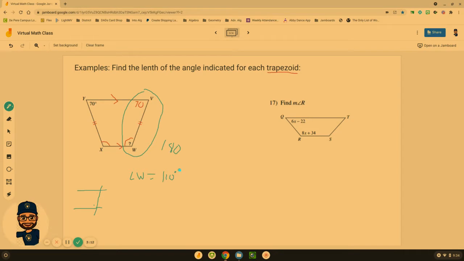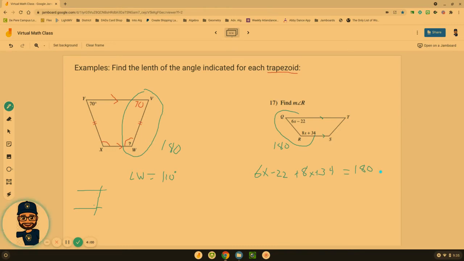So you can see how applying a couple different properties of the trapezoid helps us find that missing angle. In the second one, all we know is that it's a trapezoid, that the top is parallel to the bottom. Well, they tell me R is 8x plus 34, and that Q is 6x minus 22. So what do I know about these two? They have to total 180. So if I add them together, 6x minus 22, and I add to it the other angle, 8x plus 34, I know that together those two angle measures, whatever they end up being, have to total 180.